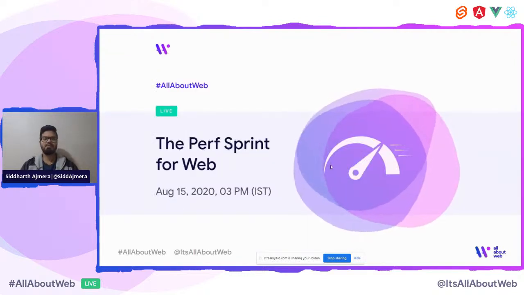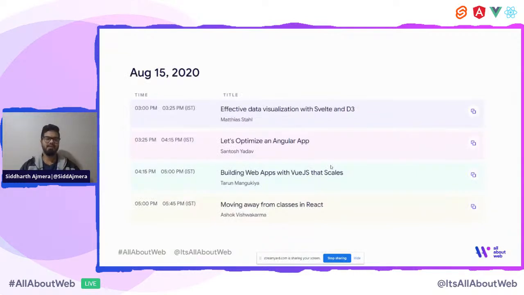And today's event is all about web and performance, how we can optimize our applications while building our apps on different technologies. And so these different technologies will cover things like Svelte, Angular, Vue, and React.